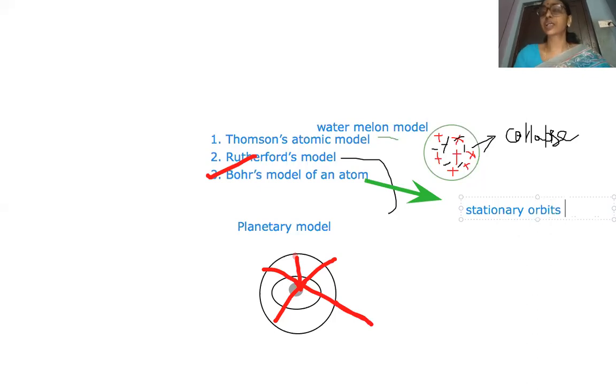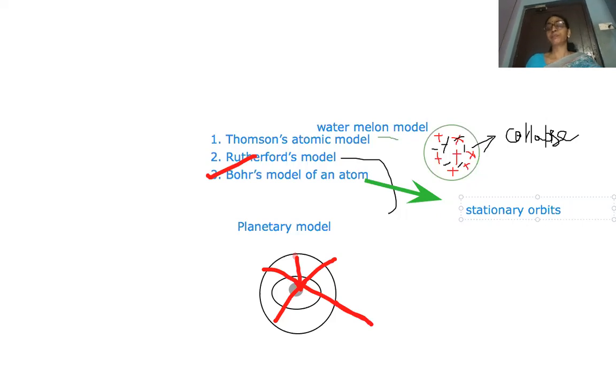So what does a stationary orbit mean? As long as the electron revolves around the nucleus in a particular orbit, it will neither gain energy nor lose energy. So according to this, if the electron is in the second orbit and it jumps to the first orbit, it will emit energy. If it is in the first orbit and jumps into the second or third orbit, it will absorb energy which is equal to the difference in energy levels of the two orbits.